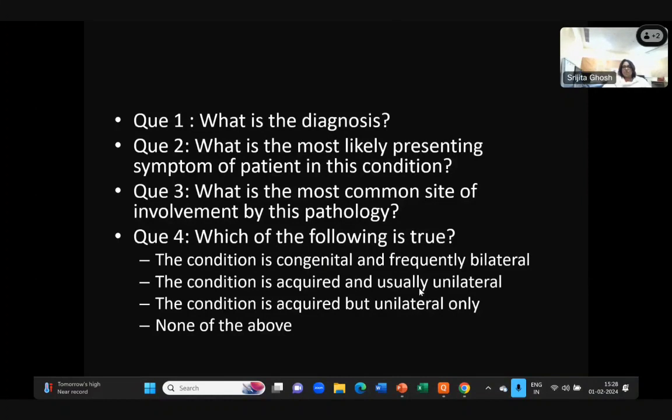That's why I've given this as a spotter. What is the common presentation? Clicking sound, pain. What is the most common site? Lateral meniscus is the common site. Now someone answer this question. Which of the following is true? Pick the correct answer and write it in the chat box. I'm giving you 10 seconds. Someone has written A. If it is ABCD, you just write it. The condition is congenital and frequently bilateral is the answer.